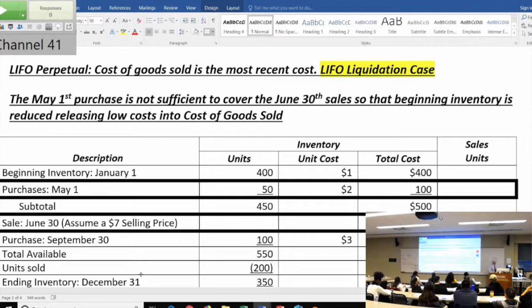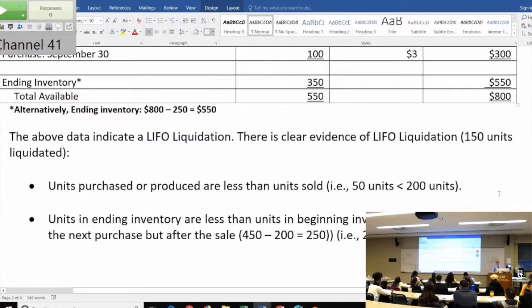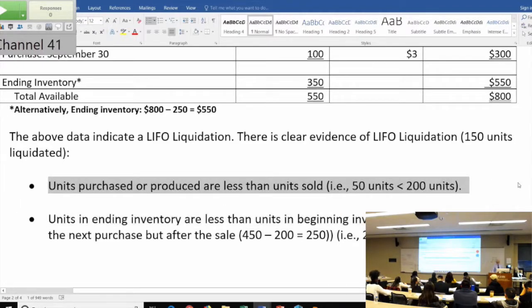Now, you have a liquidation here, and this is the easiest way to figure this out. At the point of sale, if you purchased or produced fewer units than you sold, you've got the liquidation. And the liquidation is 150 units, right? That's the difference between these two. So you've liquidated the 150 units, so that we know.